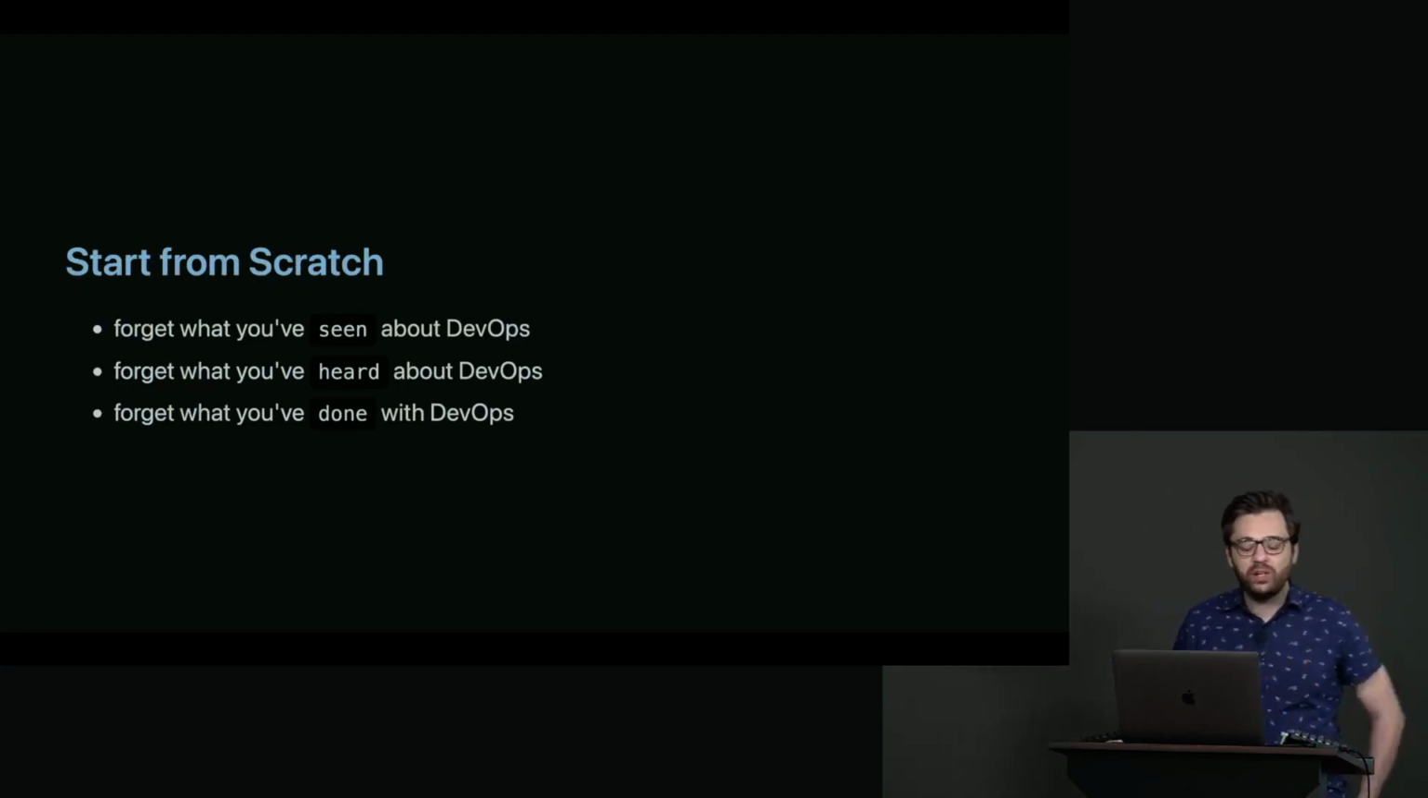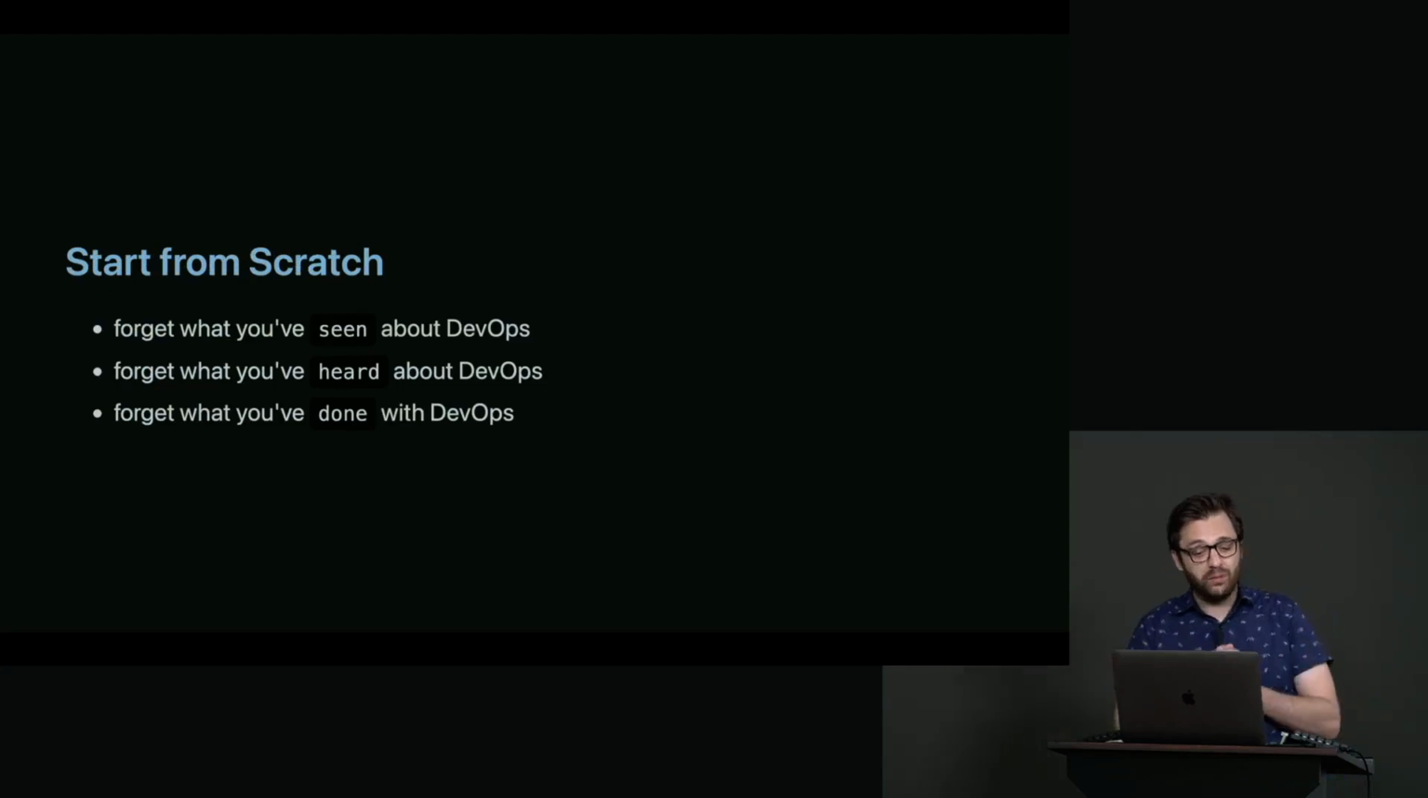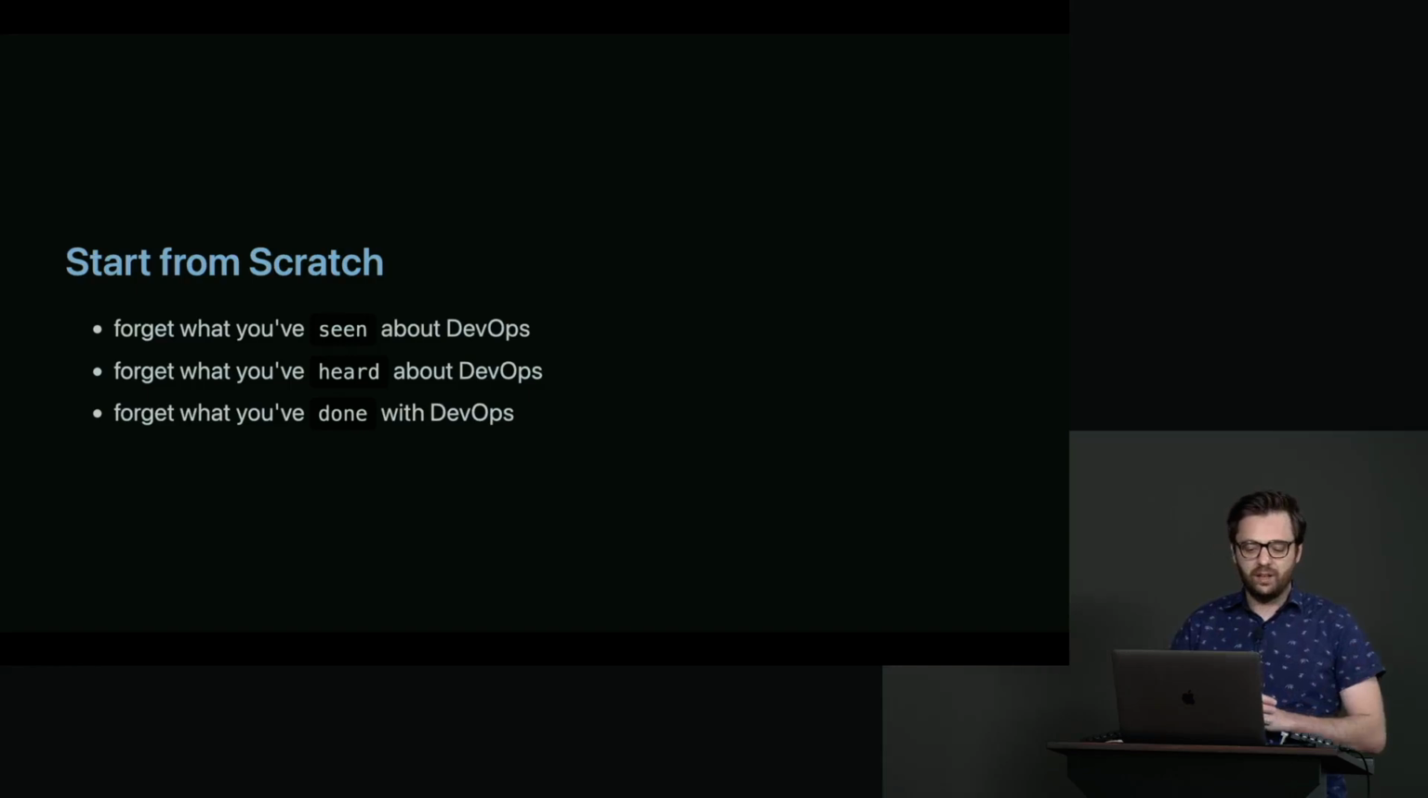Well, we're going to start from scratch. As I said, I want you to forget what you've seen about DevOps. I want you to forget what you've heard about DevOps. And I want you to forget what you've done with DevOps. I want you to completely blank your mind of any preconceived knowledge. And I'm going to be honest as well, this is something I had to do before I could start understanding how to become a good DevOps engineer, because I was constantly saying, okay, what about this? Or what about that? and jumping way too far ahead than I needed to. So starting from scratch is probably going to be the best case scenario here.